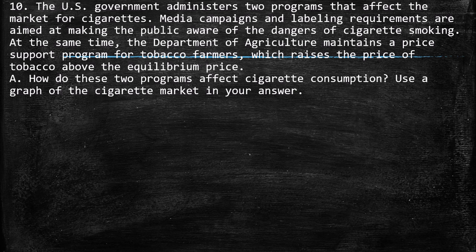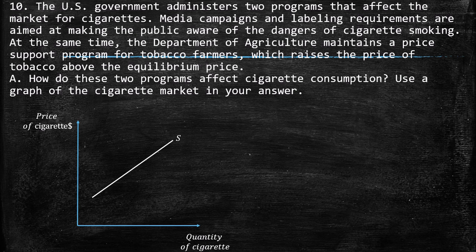The US government administers two programs that affect the market for cigarettes. Media campaigns and labeling requirements are aimed at making the public aware of the dangers of cigarette smoking. At the same time, the Department of Agriculture maintains a price support program for tobacco farmers, which raises the price of tobacco above the equilibrium price. How do these two programs affect cigarette consumption? Use a graph of the cigarette market in your answer.